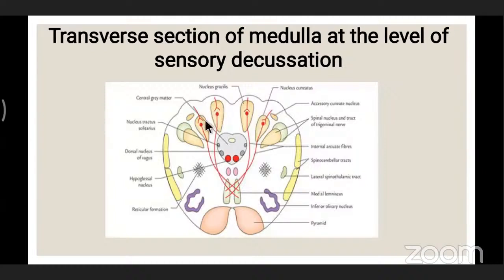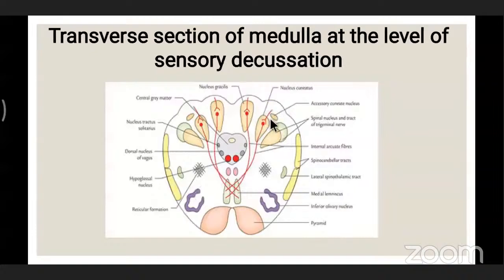Now we'll move to the next level, that is at the level of sensory decussation. Here, nucleus gracilis and nucleus cuneatus become more prominent. So the fibers from fasciculus gracilis and fasciculus cuneatus end in these nuclei. From here, fibers of second order neurons start, and these are called internal arcuate fibers. They move forwardly and medially, and the fibers from the opposite side decussate at this level and form medial lemniscus. So when the fibers are moving from the dorsal aspect to the ventral aspect, they are actually detaching this spinal nucleus and spinal tract of trigeminal nerve from the rest of the central gray matter.